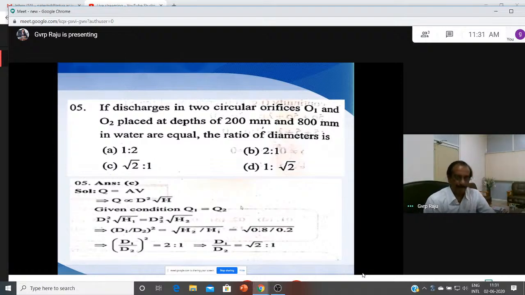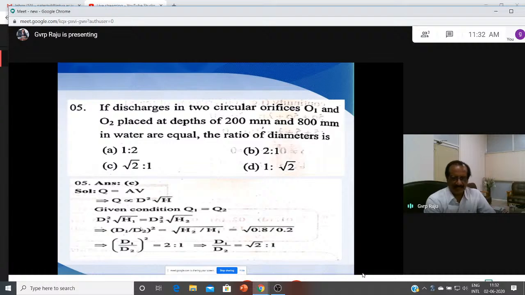If the discharge through two orifices, orifice means an opening, just an opening provided in the side of the tank through which fluid is flowing, placed at two depths, heads of 200 and 800 mm of water, are equal, the ratio of diameters is? So we have the discharge equation Q equals Cd A times square root of 2gh, which is pi by 4 d squared into square root h, and pi by 4 is a constant, so Q is proportional to d squared square root h. Q1 is equal to Q2, the same discharge, and we have to find the ratio of diameters.